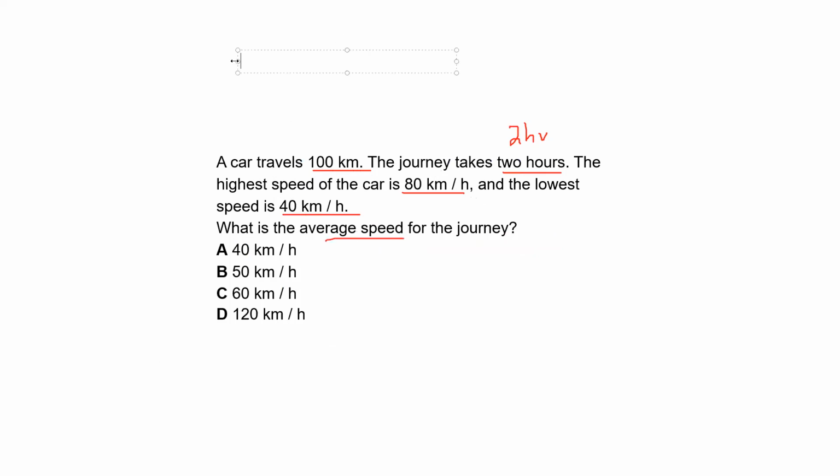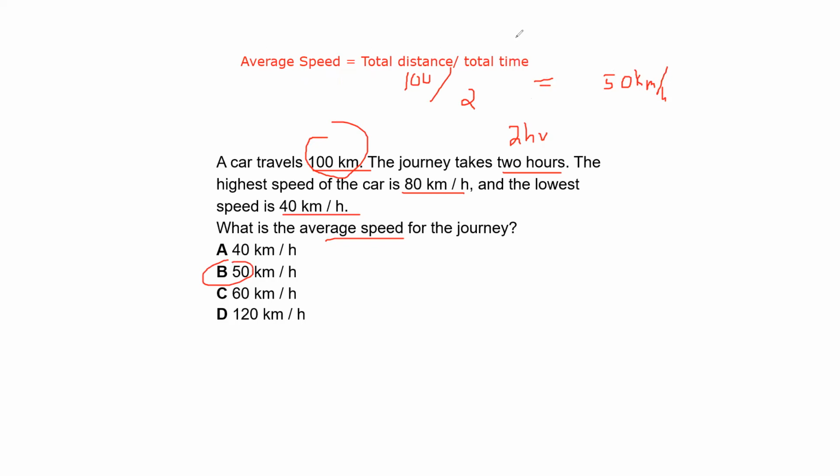So the formula to calculate average speed: the average speed is equal to total distance divided by total time. The total distance traveled by the object is equal to 100, and the total time to complete the journey is equal to 2. So 100 divided by 2, so the average speed will be 50 kilometers per hour. So option B will be the right answer.